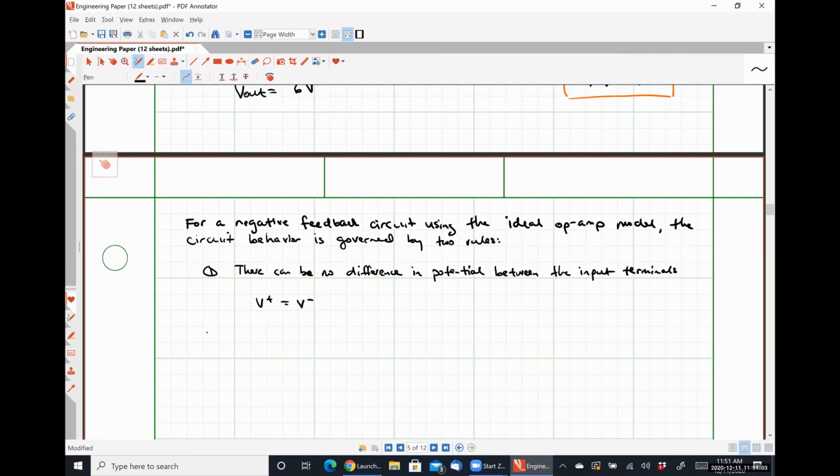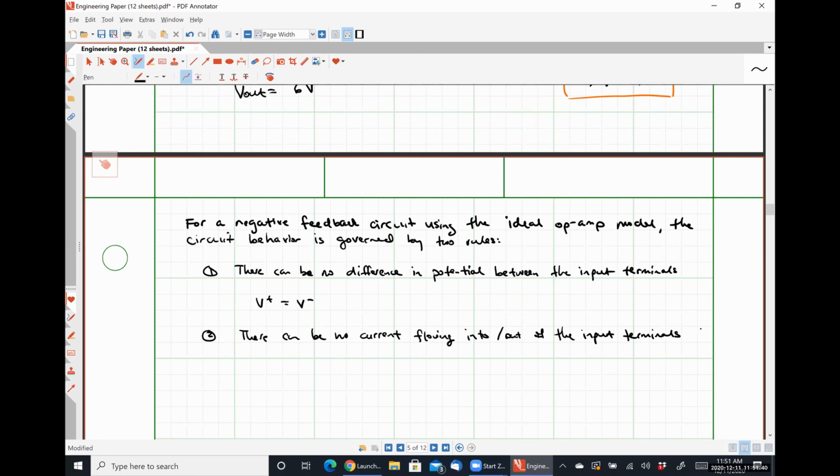And rule number two says that there can be no current flowing into or out of the input terminals. This is because R in is equal to infinity, so we're assuming that effectively there's not a conductive path.